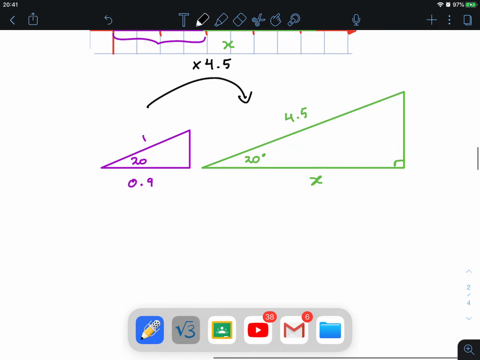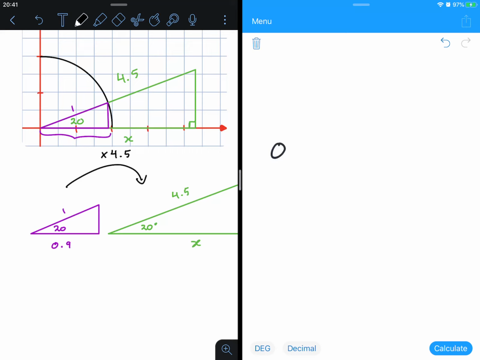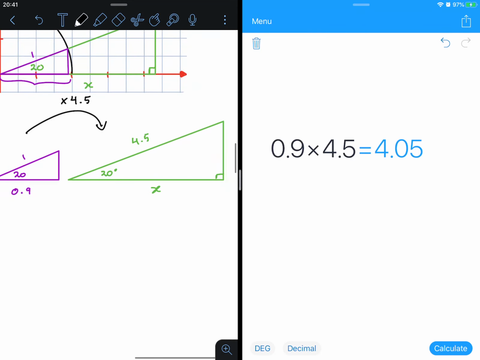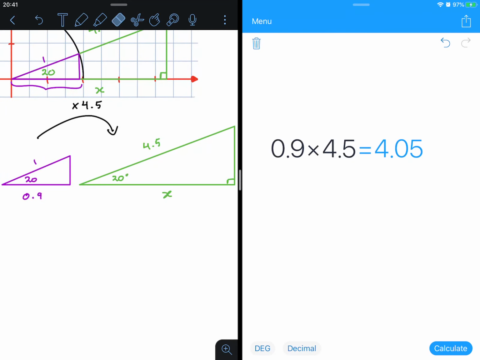Let's test this out. 0.9 times 4.5, 4.05. Okay, so that there is supposedly a length of 4.05.